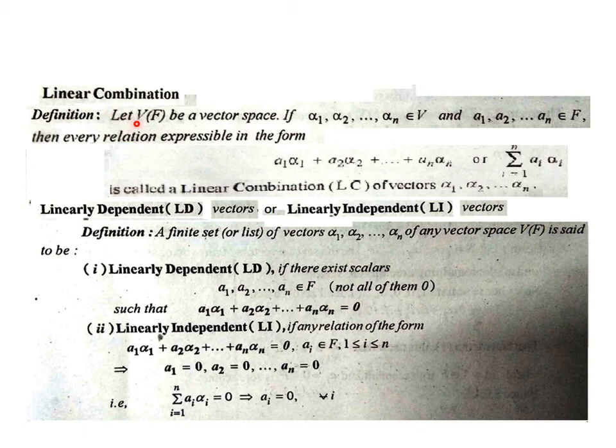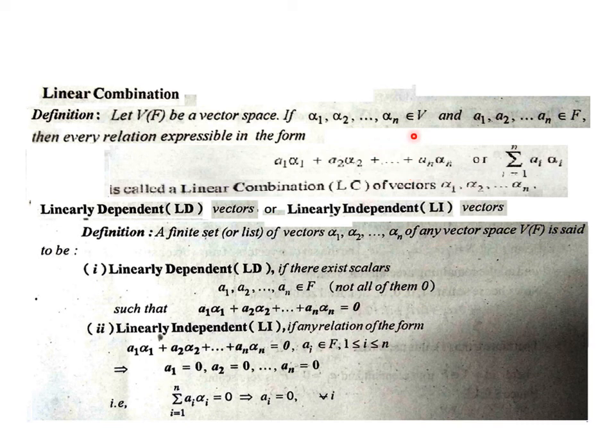Like V(F) is a vector space, alpha 1, alpha 2 up to alpha n are elements of V, that means vectors, and a1, a2 up to an are elements of F, field F, that means scalars. Then mixing these vectors and scalars together like this, a1 alpha 1 plus a2 alpha 2 plus up to plus an alpha n, or in summation form sigma i equals 1 to n ai alpha i, it's called a linear combination, that is LC, of these n vectors.